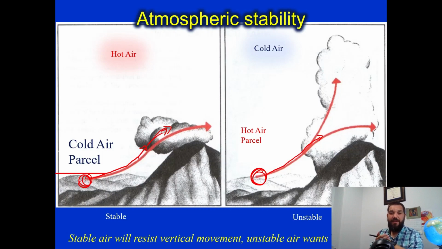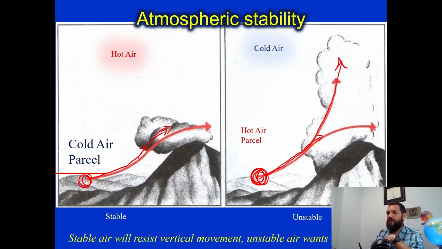And so what happens is that even though it's cooling down, it always remains warmer than the air around it. Well, what does warm air like to do? It's not very dense, so it likes to rise. So in this scenario, where the air cools down but doesn't cool down fast enough, you're going to have unstable air. The air is going to have a tendency to rise.